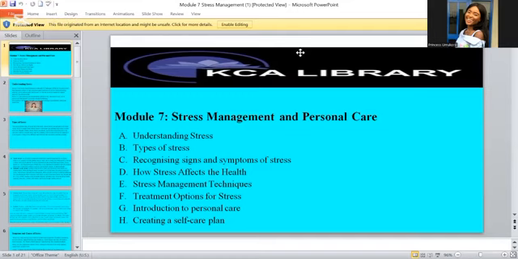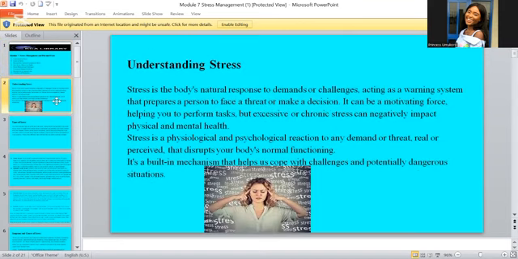This is module 7 and we're learning about stress management and personal care. And under that, we're going to be looking at understanding stress, types of stress, recognizing signs and symptoms of stress, how stress affects the health, stress management techniques, treatment options for stress, introduction to personal care, and creating a self-care plan. So quickly, what is stress?